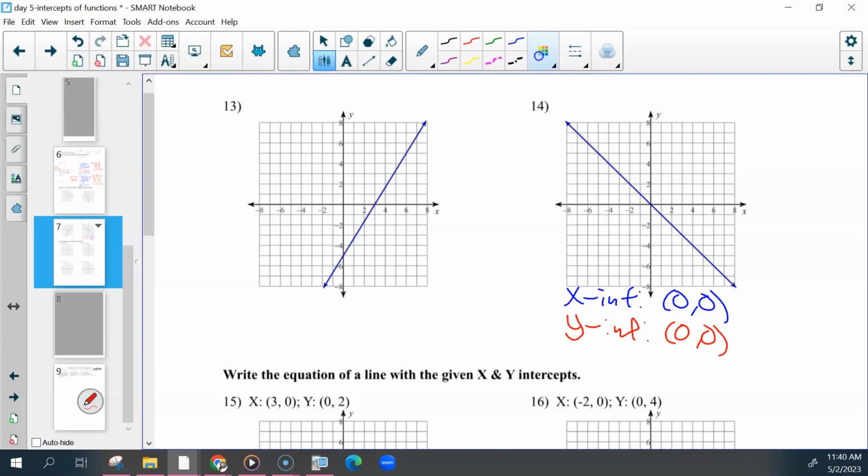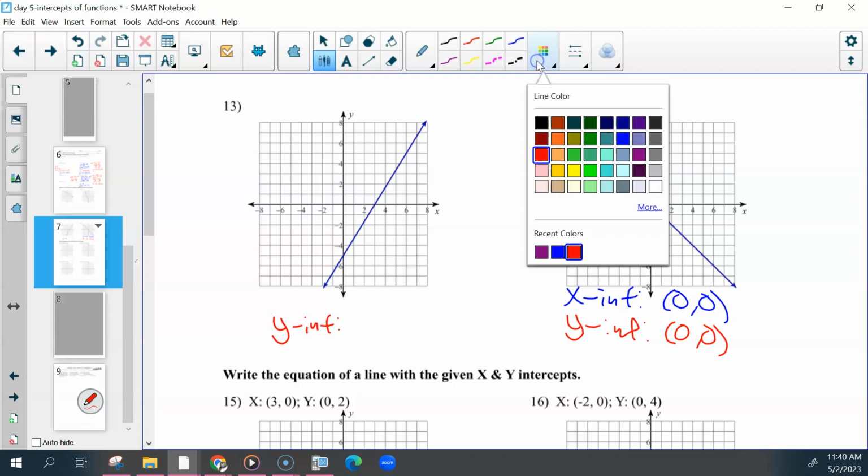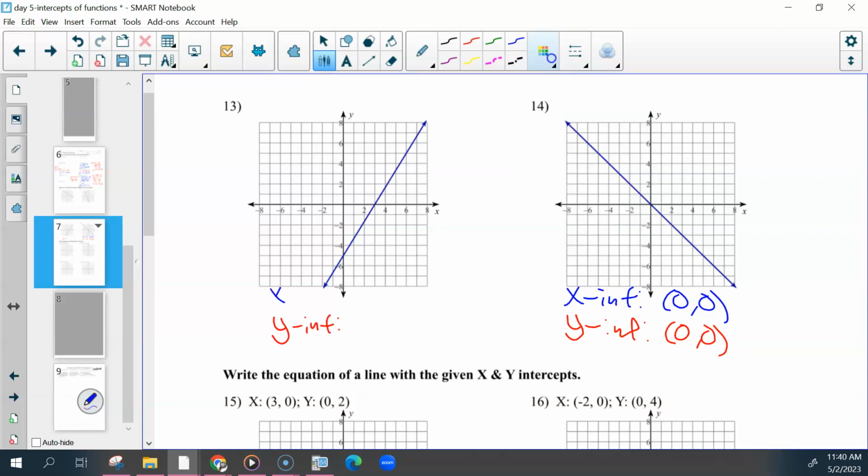Other questions on this page you want to see us go over in review? 13. Alright, let's do the x-intercept first. Where does this cross the x-axis? 3. So how would we write that intercept? 3, 0.